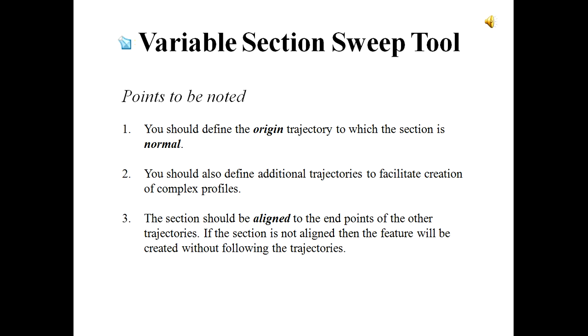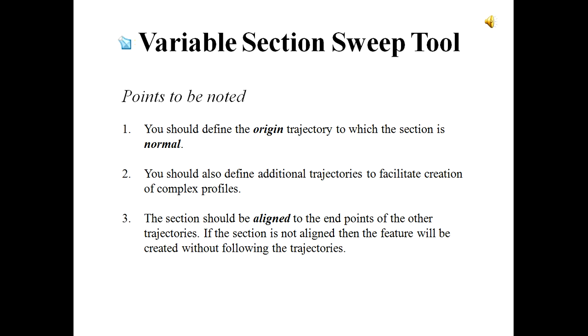Now the first trajectory which is to be sketched for the variable section sweep tool is known as the origin trajectory. Origin trajectory is a simple straight line equal to the length of the variable section sweep feature. This origin trajectory is used for generating the sketching plane for drawing the sections.